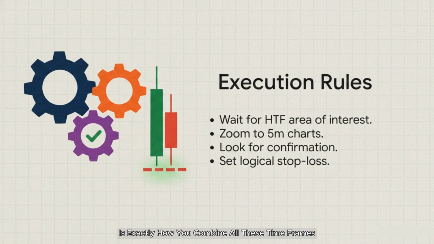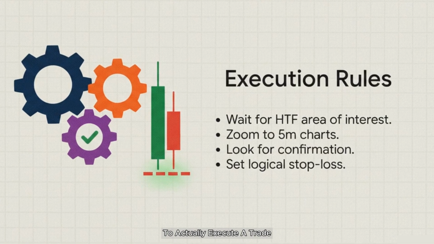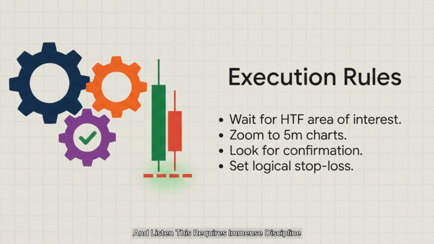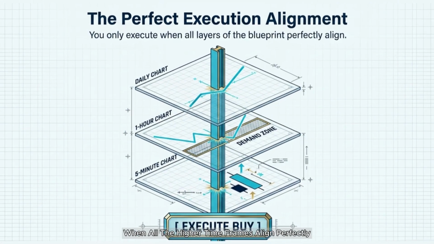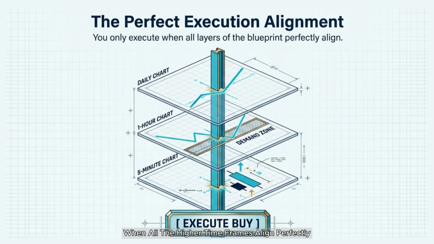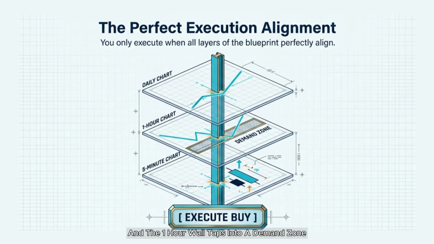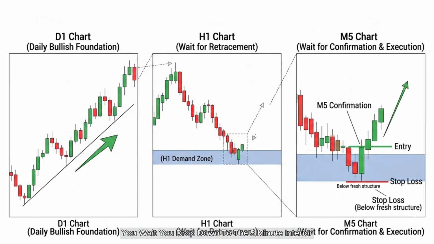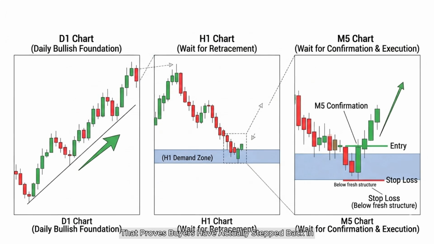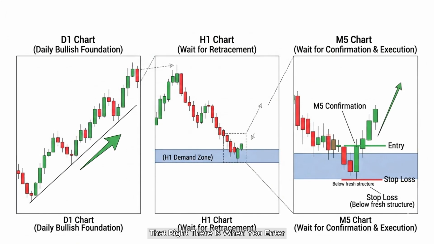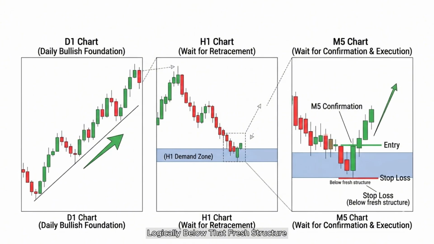Alright, here is exactly how you combine all these timeframes to actually execute a trade. And listen, this requires immense discipline. You only execute on the 5-minute or 1-minute chart when all the higher timeframes align perfectly. So, if the daily foundation is bullish and the 1-hour wall taps into a demand zone, you wait. You drop down to the 5-minute interior and you look for confirmation, maybe an engulfing candle that proves buyers have actually stepped back in. That right there is when you enter and you place your stop loss logically below that fresh structure.